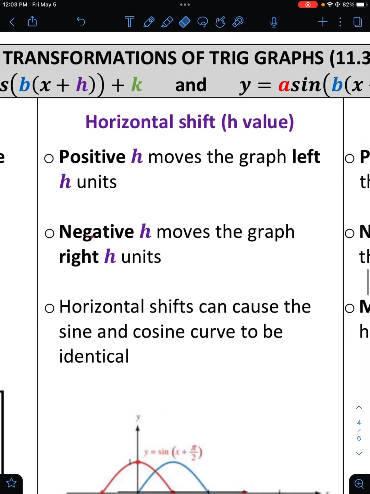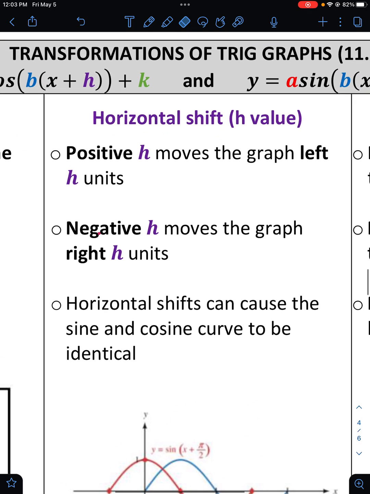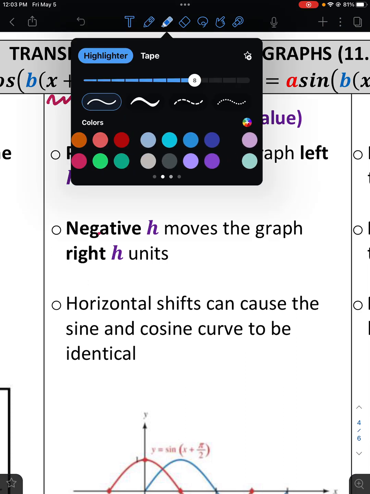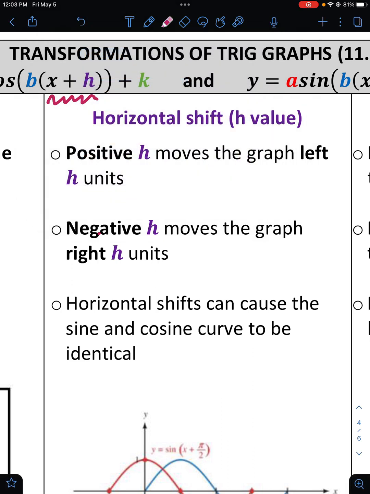And since I was just talking about it, let's just start with horizontal shift. Okay, so horizontal shifts work just like they do with our other functions that we've seen, where the sign that you use is the opposite of the movement that you have on your graph. So a positive h value will move your function to the left. Negative will move to the right. Okay, so just like the other functions we've seen.